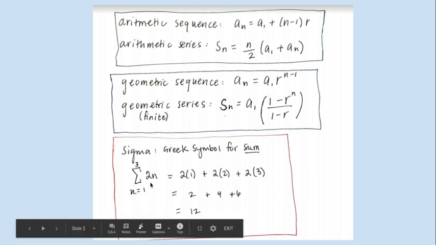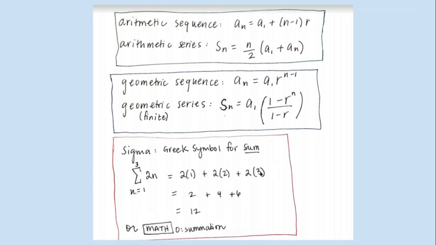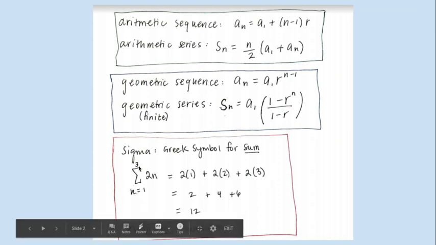So if I had 2n for my formula, I'd go 2 times 1, and then 2 times 2, and then 2 times 3. So 1 to 3 because I'm going from 1 to 3. So 2 plus 4 plus 6 gave me 10 plus 2, or 12.